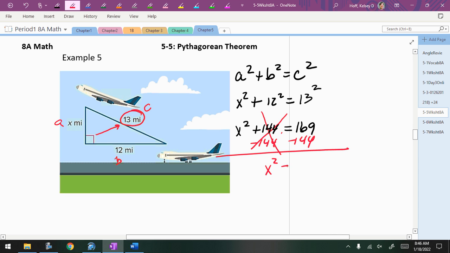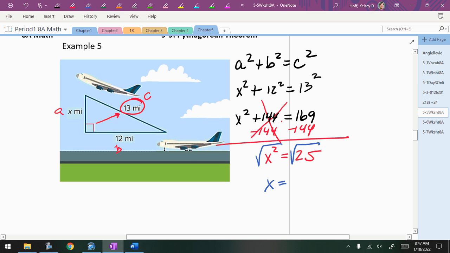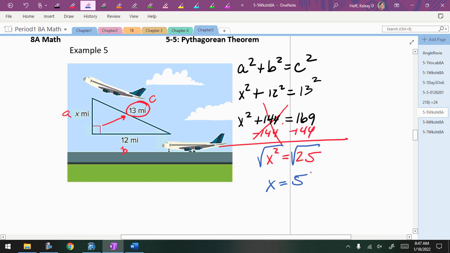X squared equals 169 minus 144, 25. Enough. I'm tired of hearing that. Because you're not done. So what do you do now? The check mark. X equals 5. And what's my label? Miles. Very good. Miles.